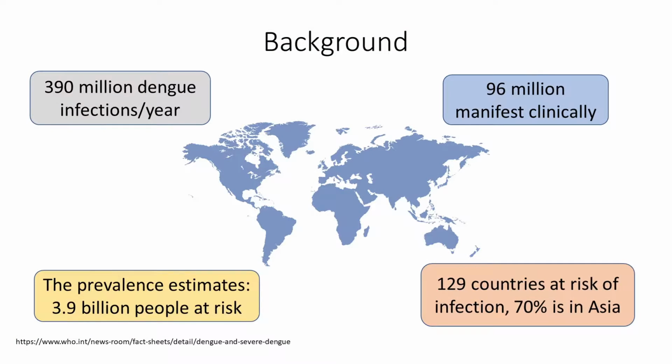As we know, WHO currently estimates that around 3.9 billion people are living in areas at risk of dengue transmission, including 179 countries, mostly in Asia. Around 390 million dengue infections occur yearly, and about a quarter of them will manifest clinically.